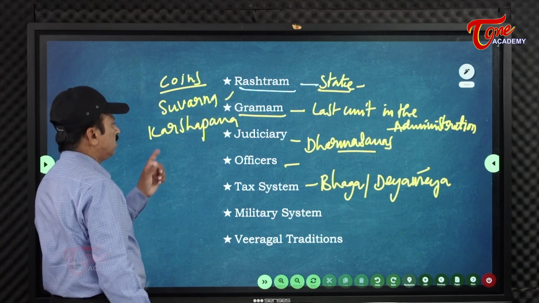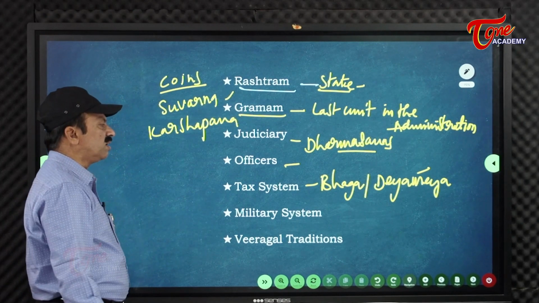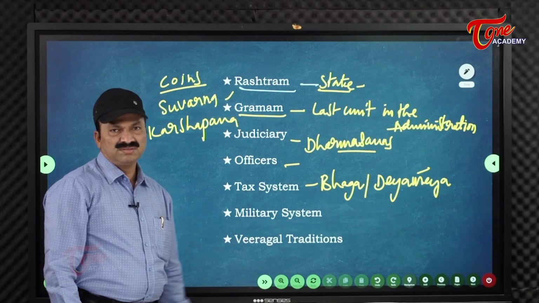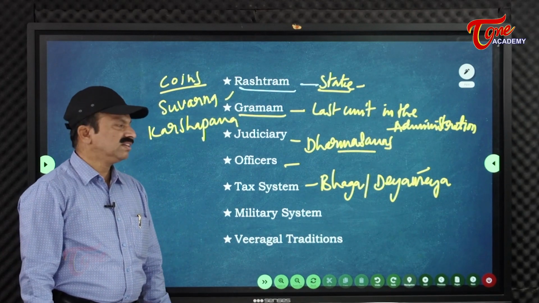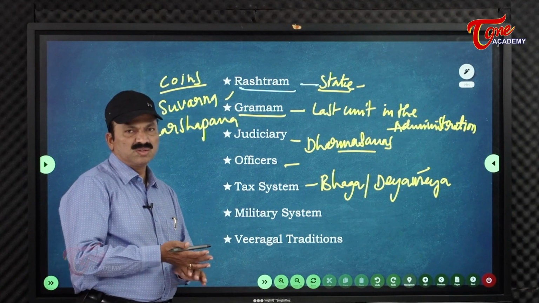Suvarna is a gold coin, Karshapana is a silver coin, they continued. So taxes, Bhaga, otherwise Deyameya. Like that we can say. Bhaga we can say, otherwise that is also called Deyameya. Then the military system also continued well.